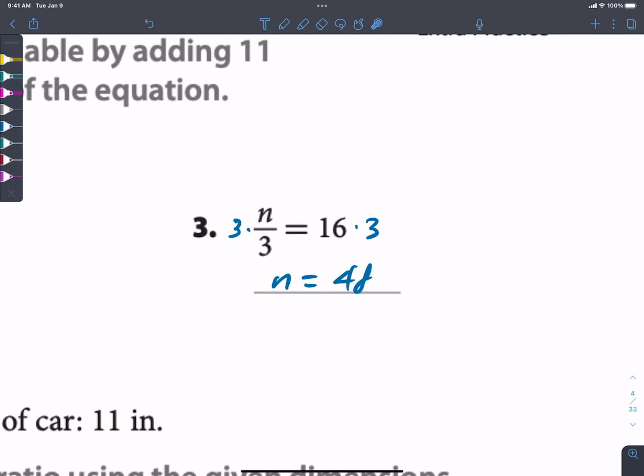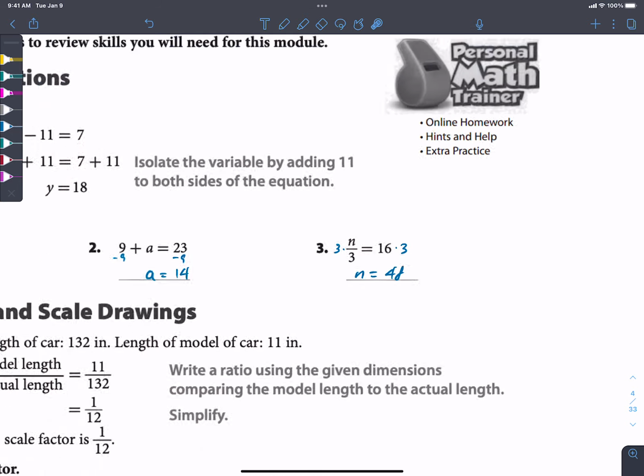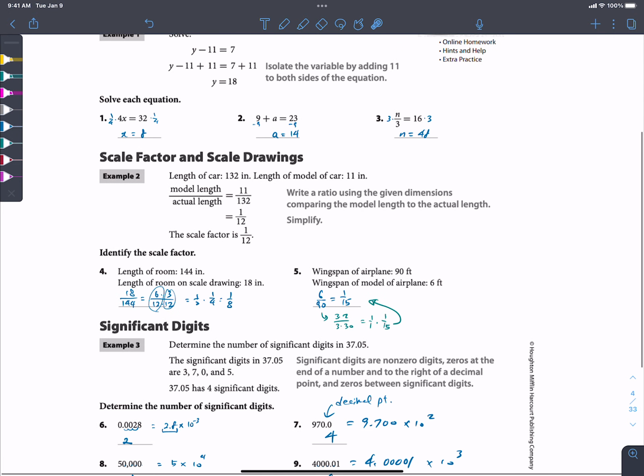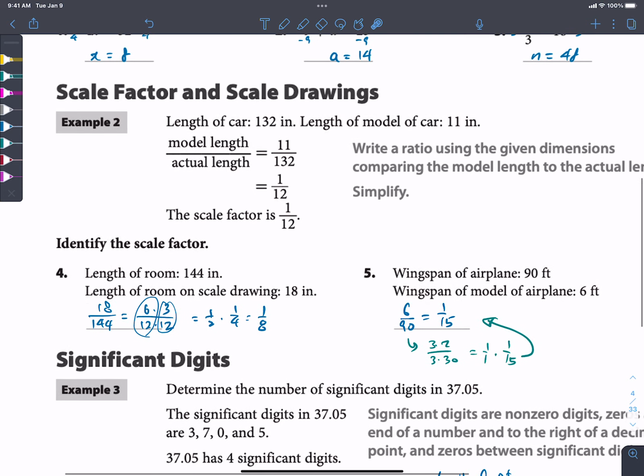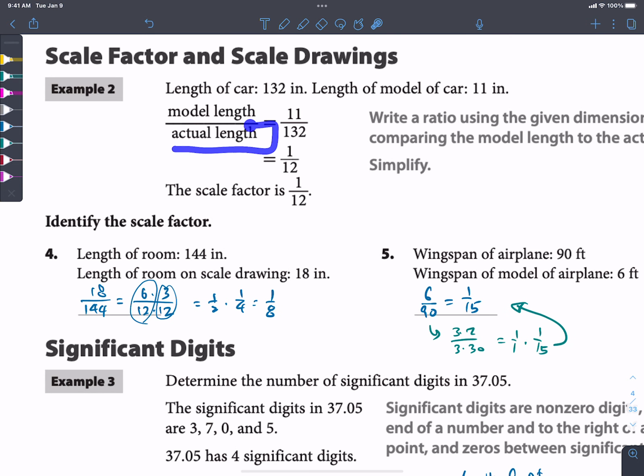For this one, to get rid of the 3, we multiply by 3 on both sides, and that cross cancels. 16 times 3 is 48. In this particular case, we're looking for the scale factor, and we generally put the actual length in the denominator, right? So the actual room length is 144 inches right here in the denominator, and the scale drawing in the numerator.